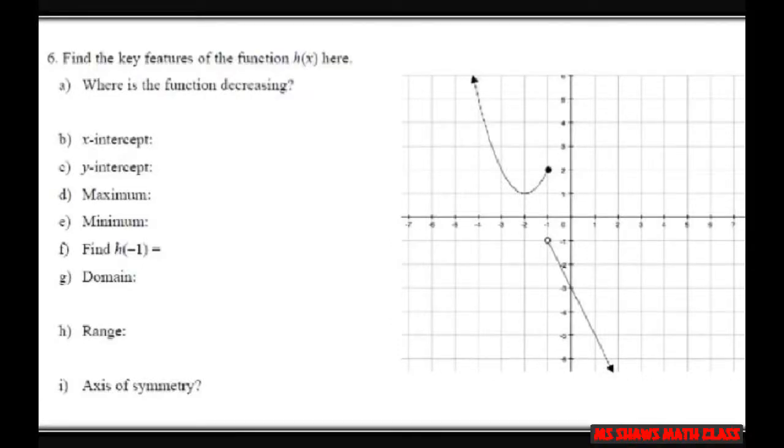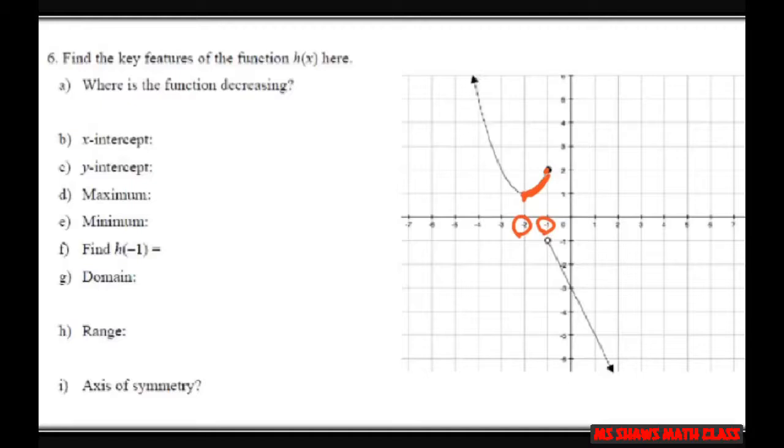Everyone, we're going to find some key features of h of x here. So this means the graph. And the first question they're asking is, where is the function increasing? So reading it from left to right, the only part I see increasing is right in here, from -2 to -1. Now it's not increasing at that point, only through this interval here.